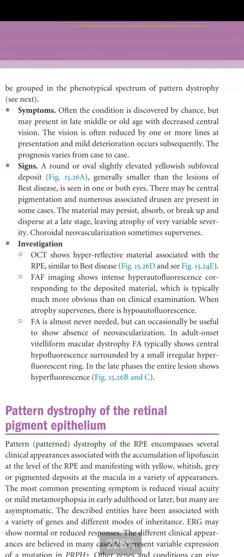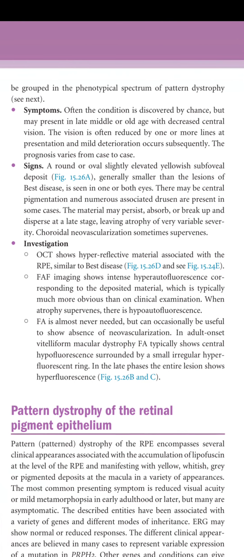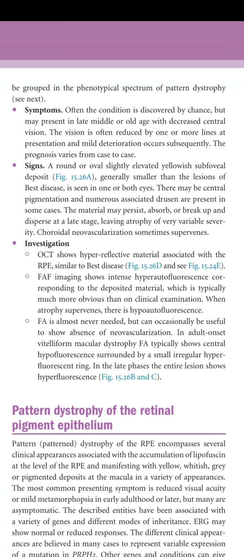So, symptoms: the condition is often discovered by chance but may present in the late middle or old age with decreased central vision. So, it presents in old or middle age with decreased central vision. The vision is often reduced by one or more lines at presentation, and mild deterioration occurs subsequently. The prognosis varies from case to case.